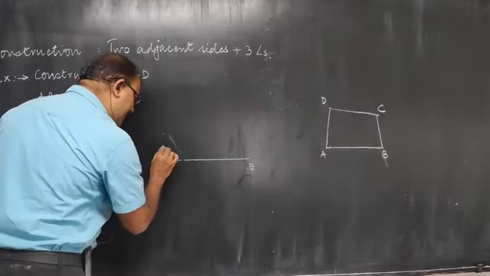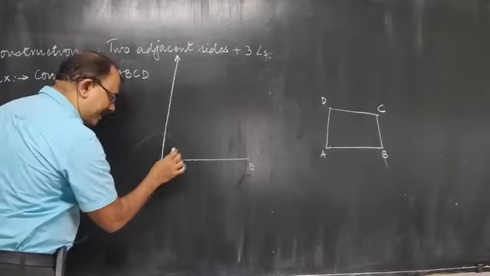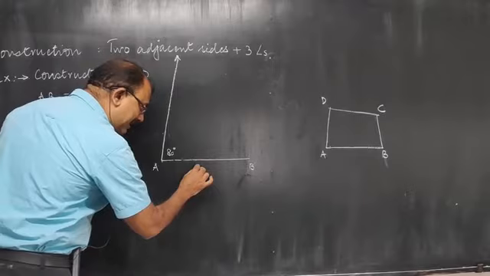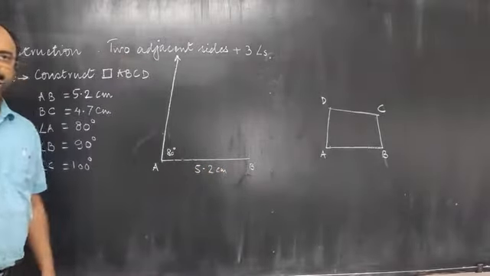Okay, so let us say that this is the 80 degree arc, and show the arrow at the end. So this is 80 degrees. Write the measure of the angle. This was 5.2 centimeters. This also you have to write.